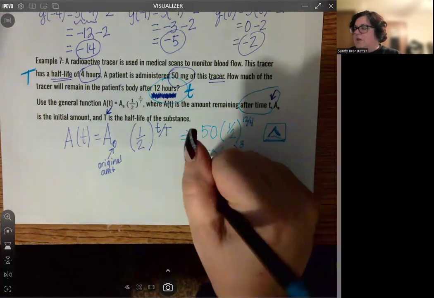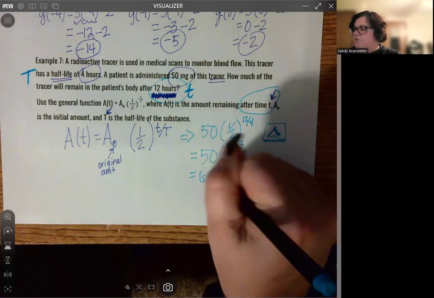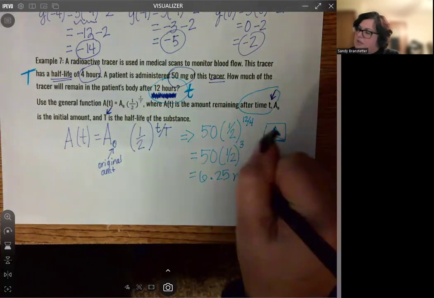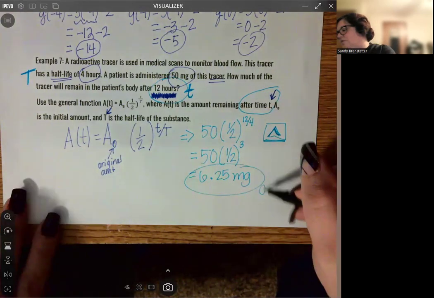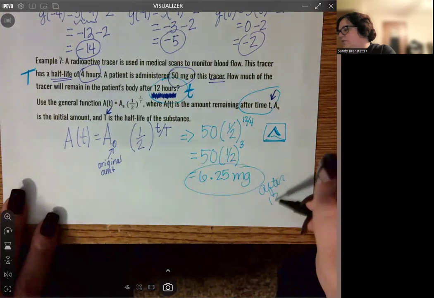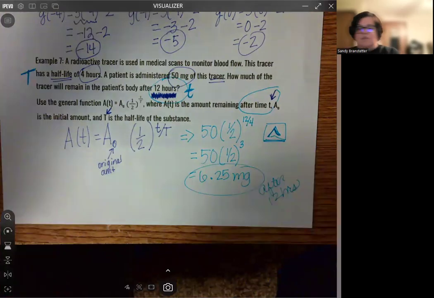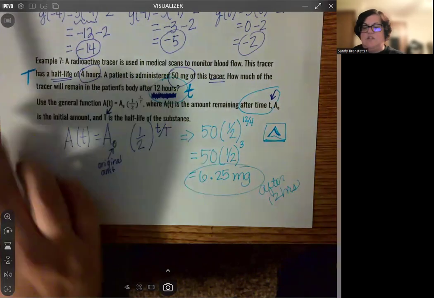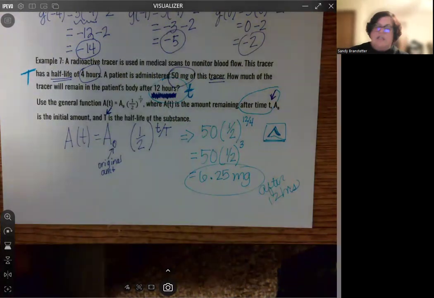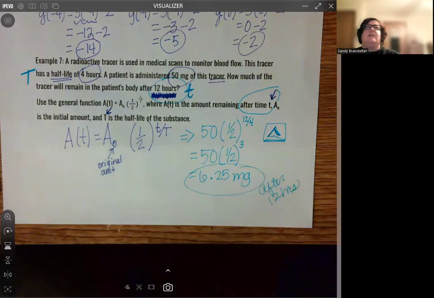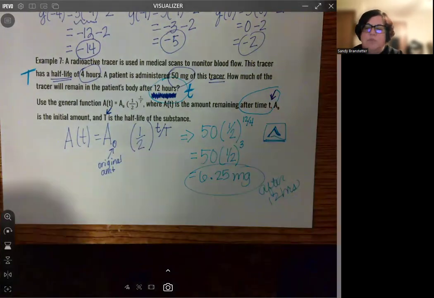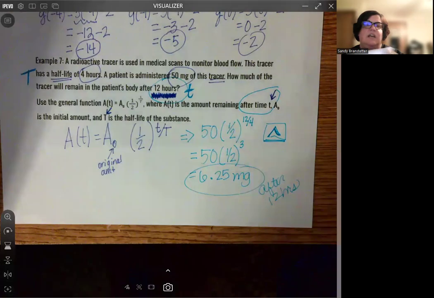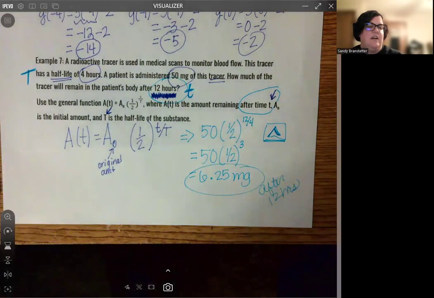So I end up with 6.25 milligrams of the tracer after 12 hours. So they're still able to detect it 12 hours later. Again, half-life in another 4 hours, we will have half of what we have today. And then it will keep simplifying, reducing, and have less and less over time as we go.